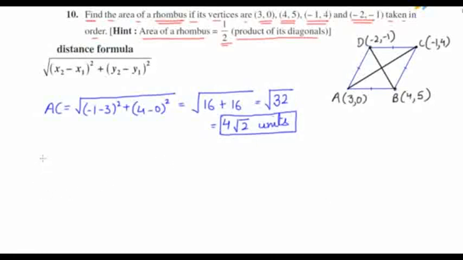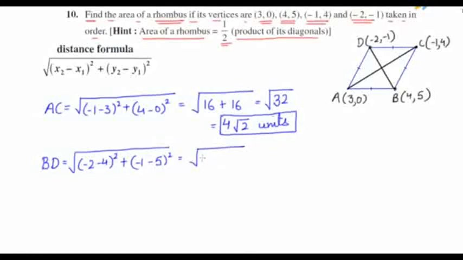Now we have to find BD. The coordinates of B are 4, 5 and D is minus 2, minus 1. So again, minus 2 minus 4 whole square plus minus 1 minus 5 whole square. Minus 2 minus 4 is minus 6, whole square is 36. Minus 1 minus 5 is minus 6, and minus 6 whole square is 36. So we get square root of 72, which can be simplified to 6 square root 2 units.